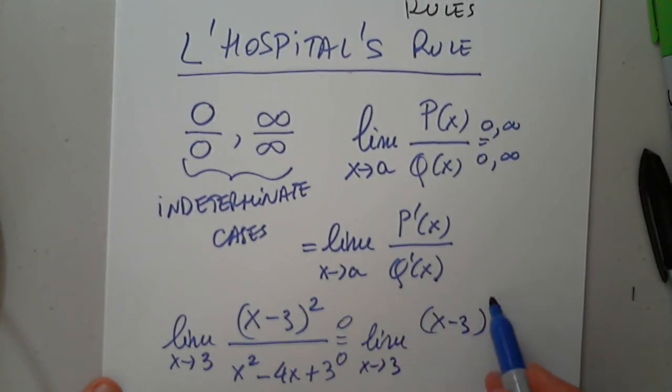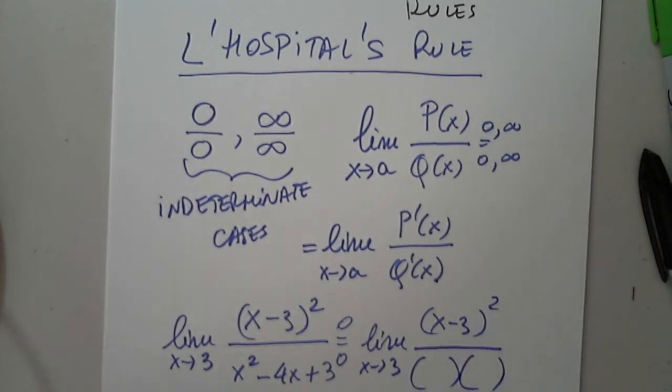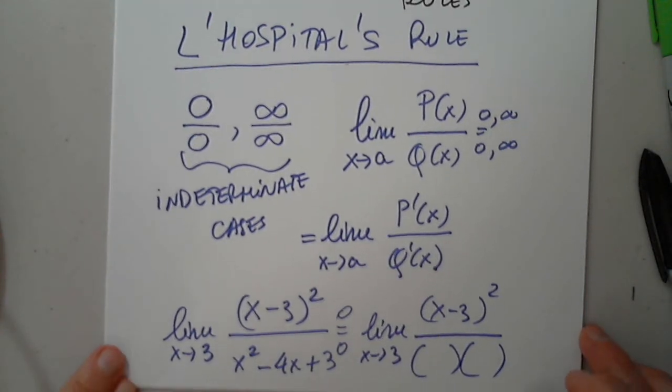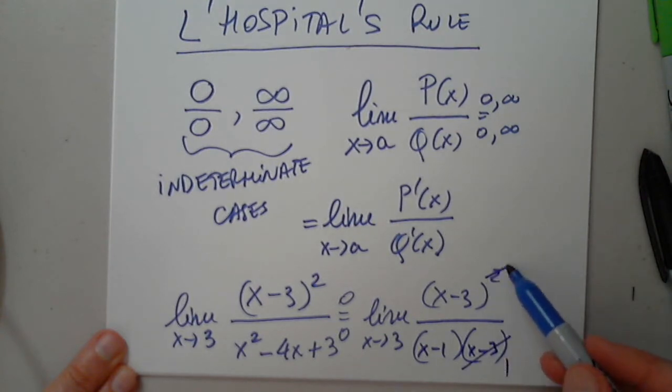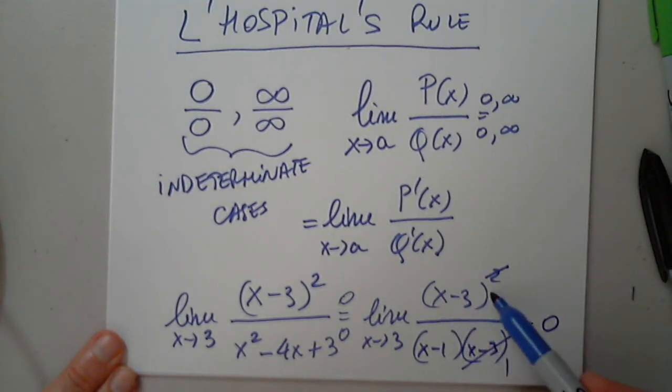(x minus 3) squared. Can anyone give us the factored form of the denominator? (x minus 1)(x minus 3). Very good. And of course, the problem will go away. Now you plug in 3, and you get 0, because the numerator is 0, but the denominator is 3 minus 1, which is 2. 0 over 2 is 0.